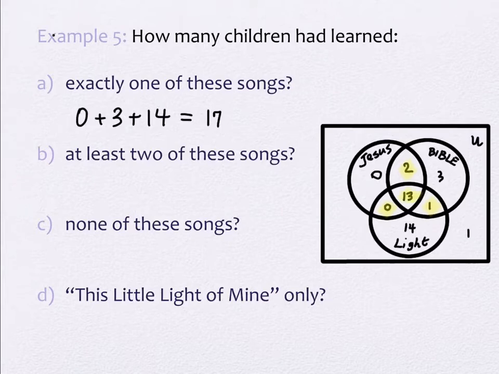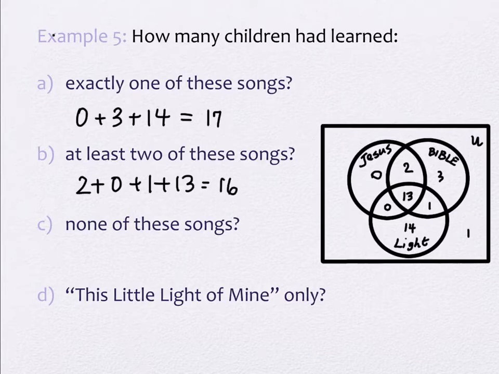At least and at most trip people up, so be careful. At least 2 and at most 2. So at least means 2 or more. So in this diagram, I would have 2, 0, 1, and 13. And again, I would write in that. I encourage you to do so. 2, 0, 1, and 13. And if I add those, did I get those numbers right? Yeah, okay. And if I add those together, what do I get?